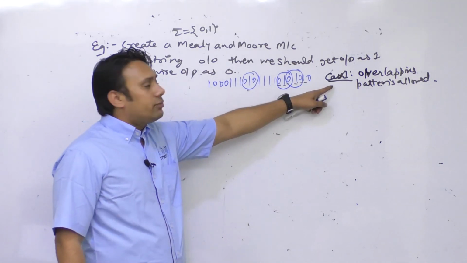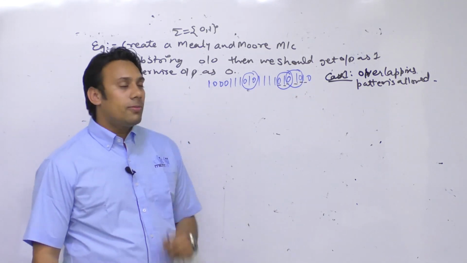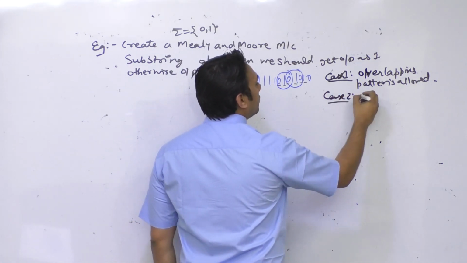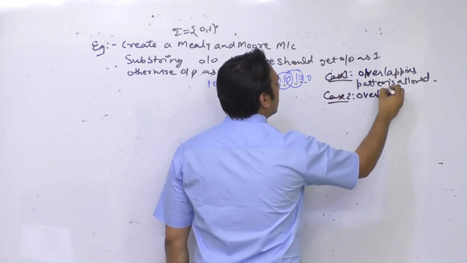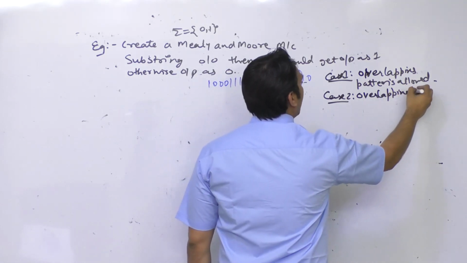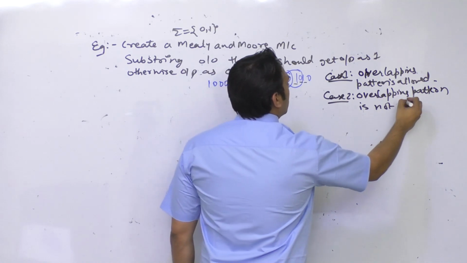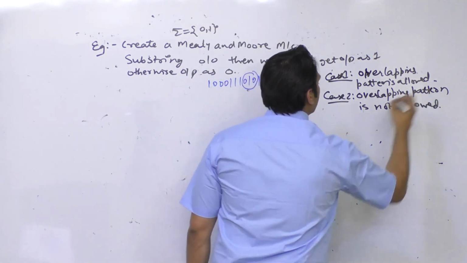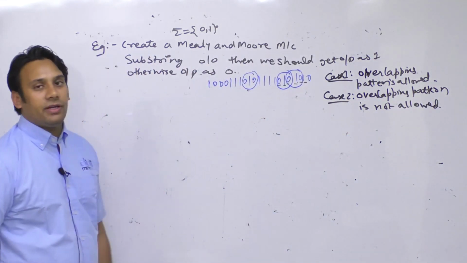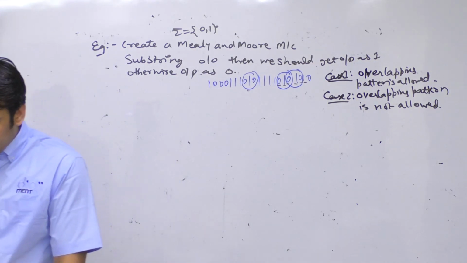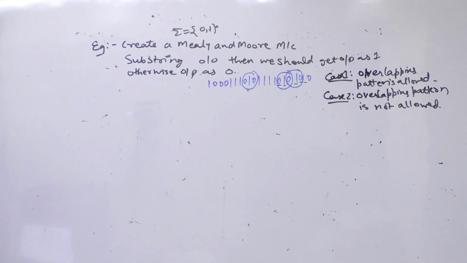So we can create a Mealy and Moore machine when overlapping patterns are allowed, as well as when overlapping patterns are not allowed. When overlapping is not allowed, we also have to create a Mealy and Moore machine. When overlapping is allowed, we also have to create them for this example. So do you understand the problem? The problem is very simple.